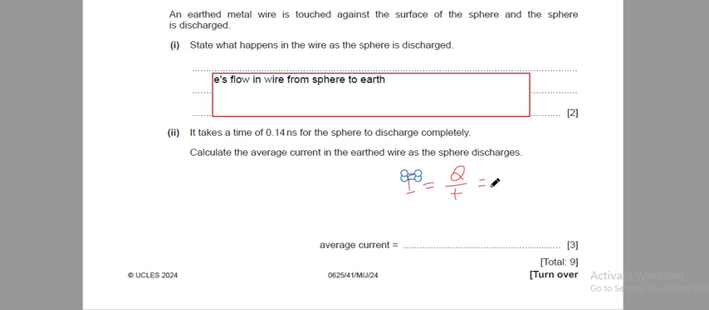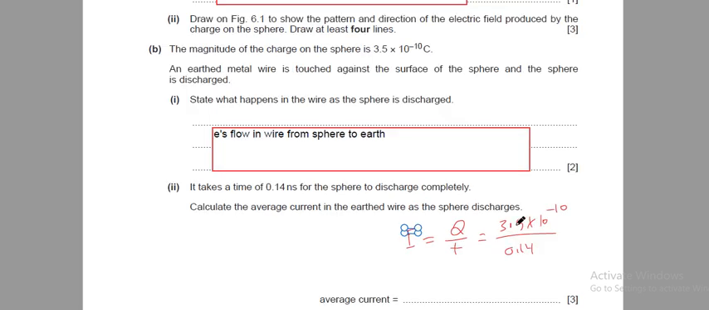Q equals 13, should multiply by 10 to the power minus 9 because he said nanosecond and nano is 10 to minus 9. Okay, and the answer would be in ampere.